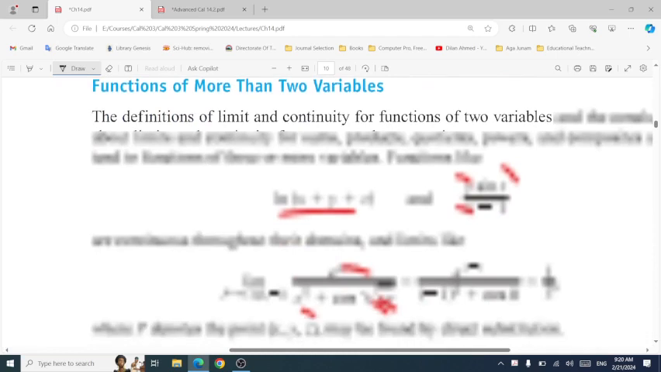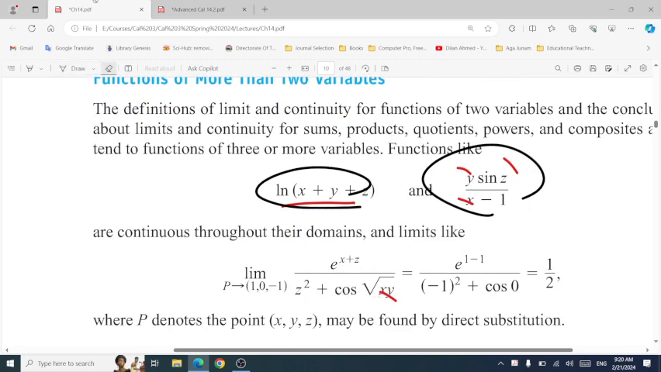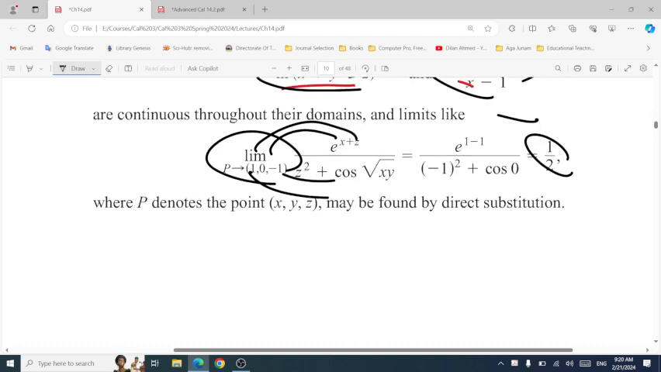And we mentioned three variables, if we have them. In case you have three variables and you want to find the limit, if you substitute them and there is no problem, just substitute them and you'll get the result.